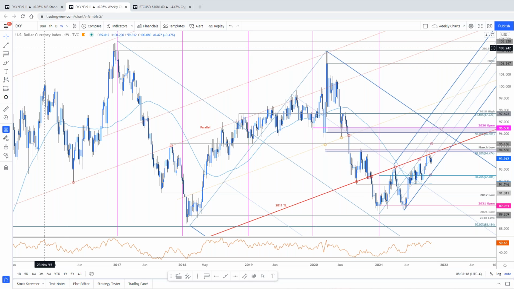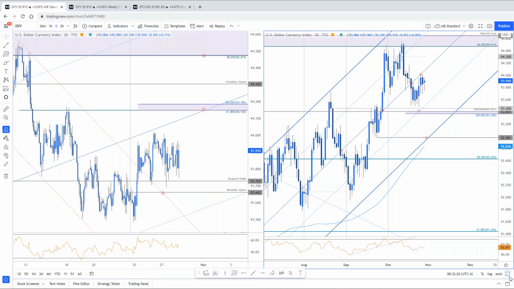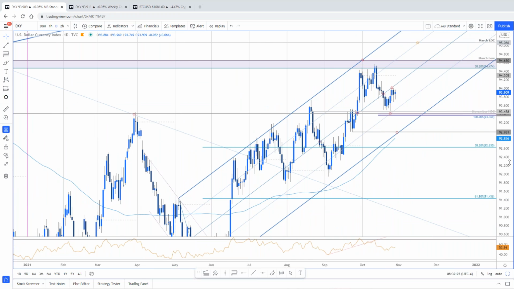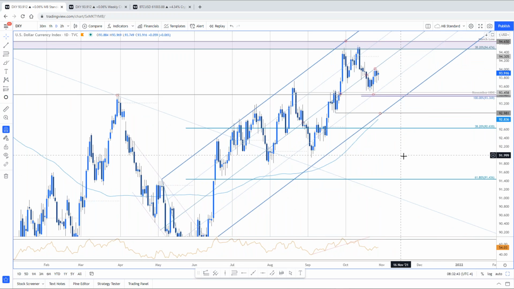Here's what DXY looks like on the daily chart as we head into the open of US trade today. By the way, we just got the release of US GDP for the third quarter, the advance read, came in at 2%, much weaker than expected. We were expecting a print of 2.6. Previous in the second quarter, we got a print of 6.7. So a much slower GDP growth rate than we expected.